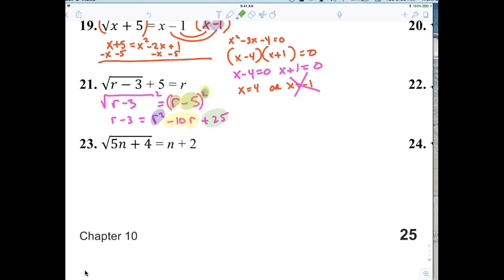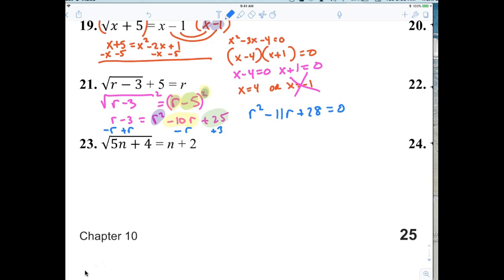Okay, everybody good on that? All right, so now we have to set it equal to 0. To set it equal to 0, I need to subtract R and add 3. Subtract R, add 3. When I do that, I get R squared minus 11R plus 28 equals 0. Now someone else besides James, tell me how to factor R squared minus 11R plus 28.